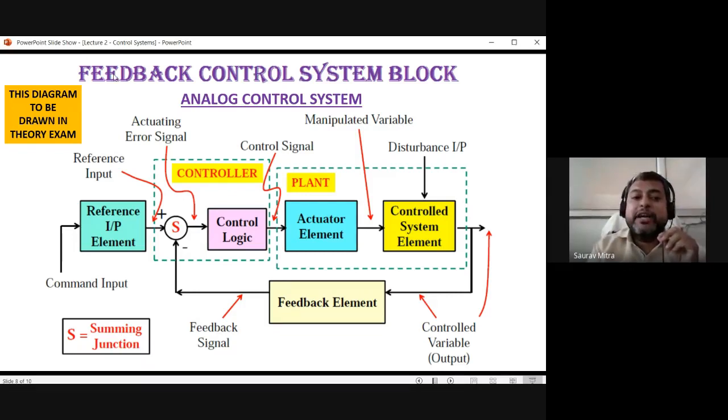The error signal is 0, the actuating error signal is 0, the control signal is 0, the actuator element is shut off, and the temperature is 70 degrees. Suddenly what happens is somebody comes from outside and puts some very cold water inside the bucket. I'm now explaining what is meant by a disturbance input. The temperature has attained 70 degrees, and we are very happy that the temperature of the water is now 70 degrees.